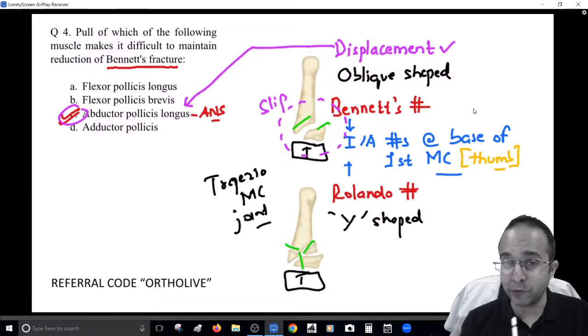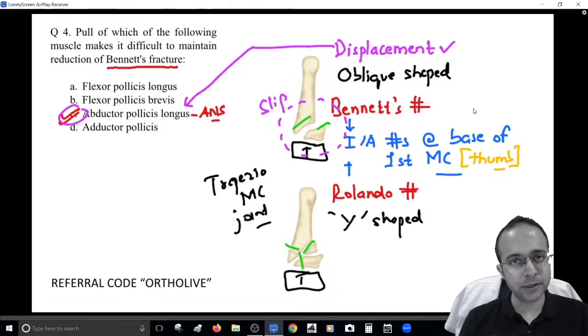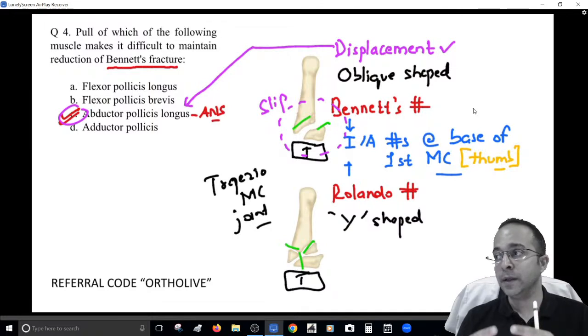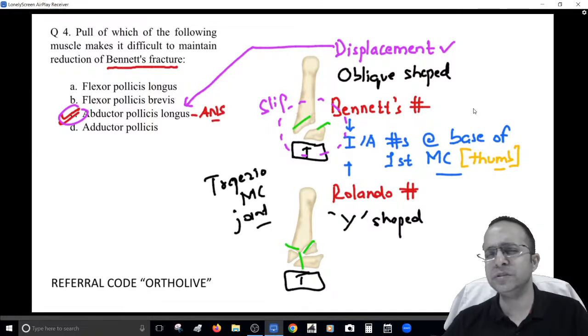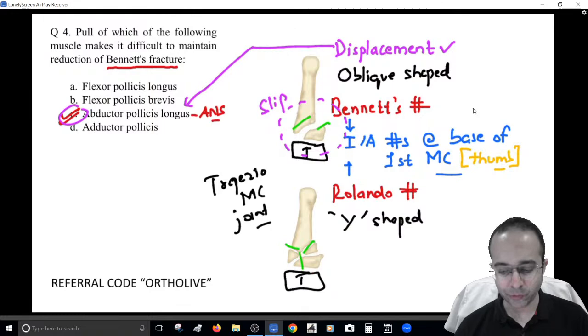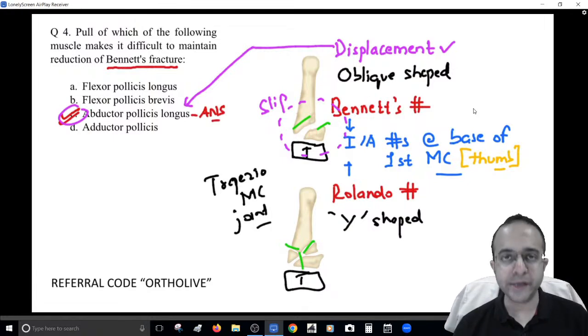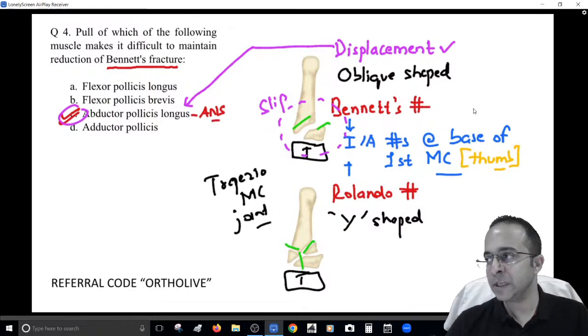Because it can be very overlapping, very confusing. Very much in the same area, the trapezio-metacarpal joint. But then it is the shape of the fracture that makes it displaced. Yes, Rolando generally tends to be undisplaced. Absolutely right. Because it's a little comminuted. It is broken into multiple areas. This Y type of pattern, this comminution, is seen in Rolando. But Bennett being oblique very easily slips, especially because of the pull of this muscle, abductor pollicis longus. Clear enough with that?